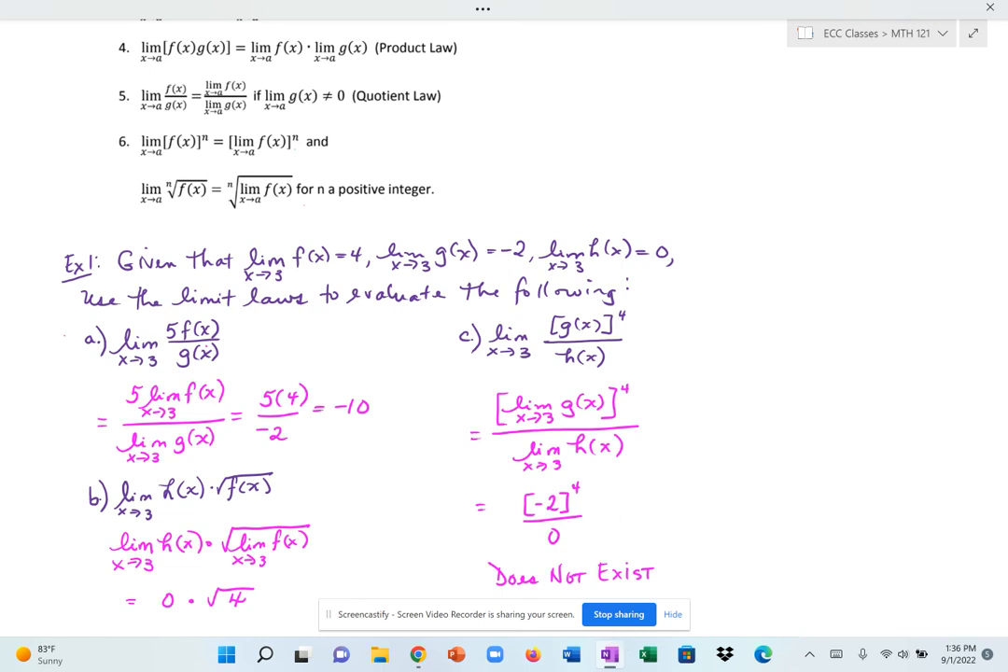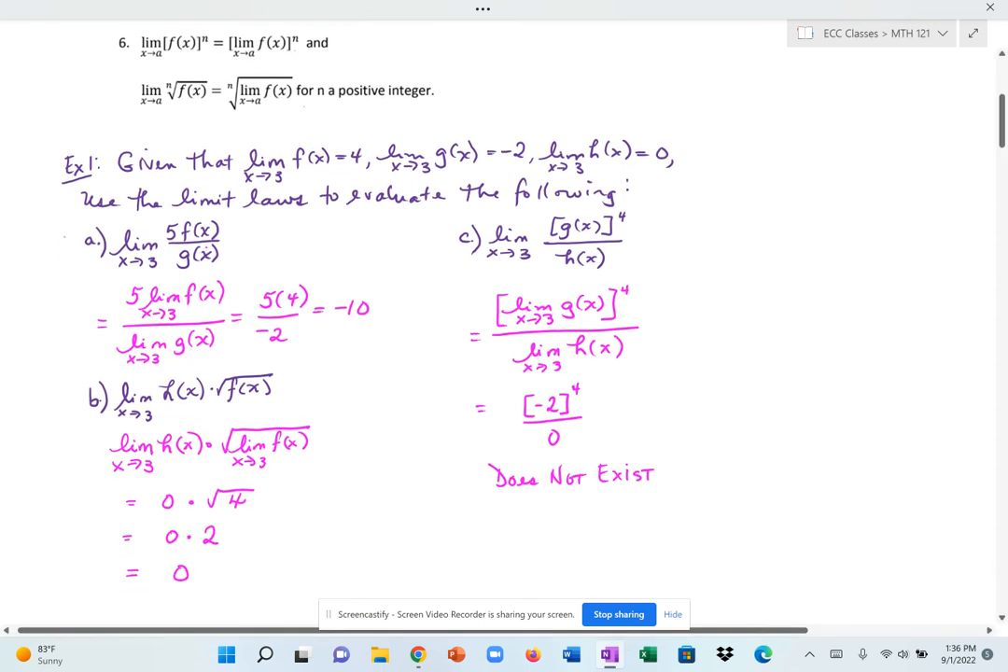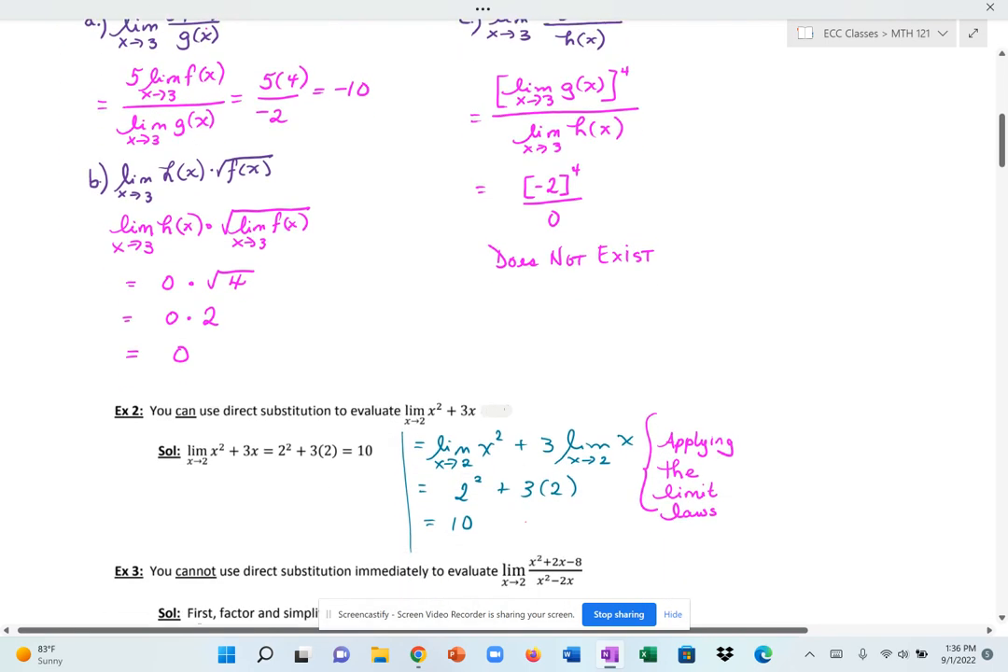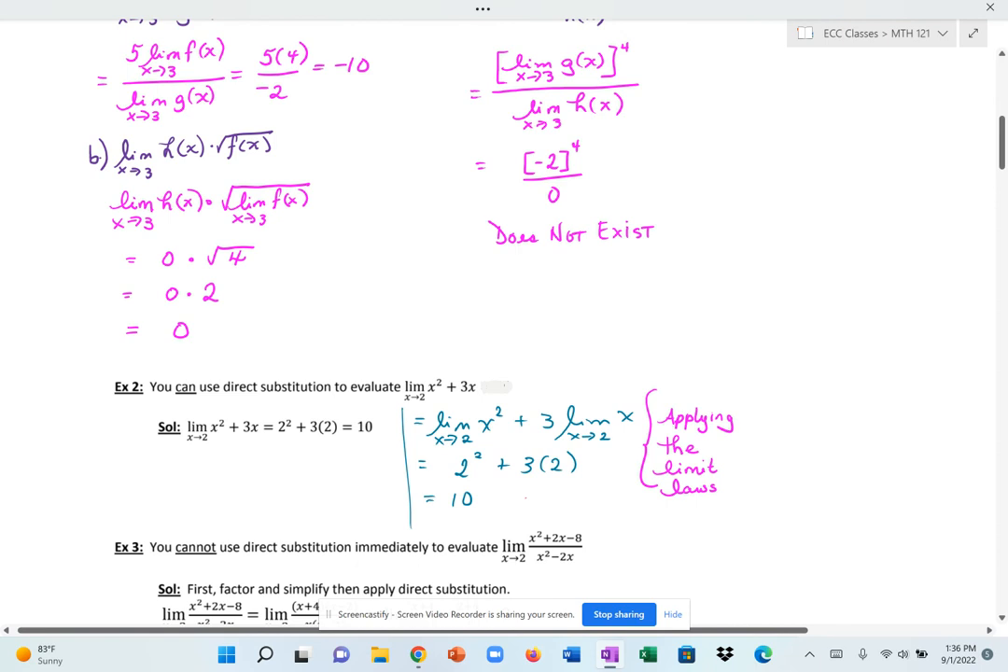Now there are other ways to evaluate limits, and we're going to learn a lot of them. One method is to use direct substitution, and you can always apply direct substitution to evaluate a limit as long as the value that x is approaching is in the domain of the function.